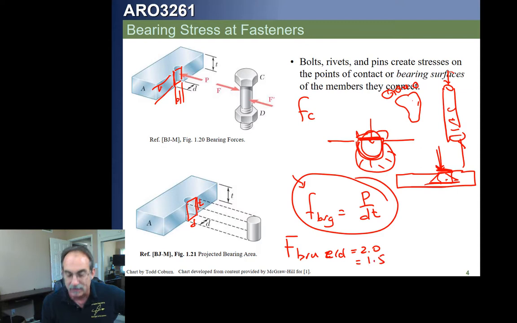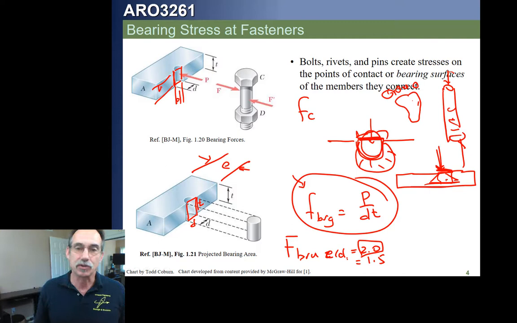What that means is if we look at what's the distance of the center of the fastener to the edge of the plate, that's called the edge distance. And if we divide that by the diameter of the fastener, that gives us a ratio. Structural design is usually done for an E over D ratio of about 2.0, okay? And a good design will have that.